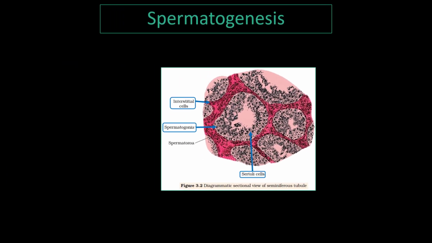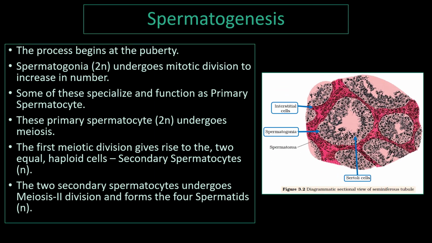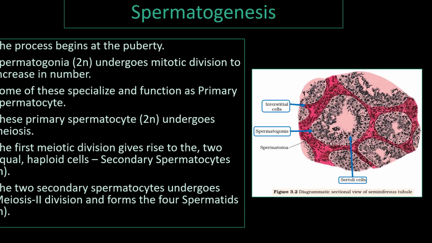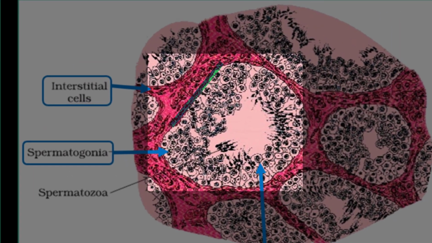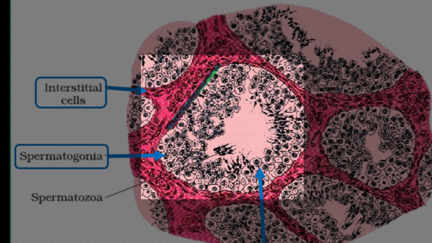Now, I hope you remember the structure of the seminiferous tubule, the ultrastructure, and if you remember, the inner lining of the seminiferous tubule contains the spermatogonia. As you can see here, these are the spermatogonia. Now, these actually develop into the sperms or the male gametes. How? Let us have a look.